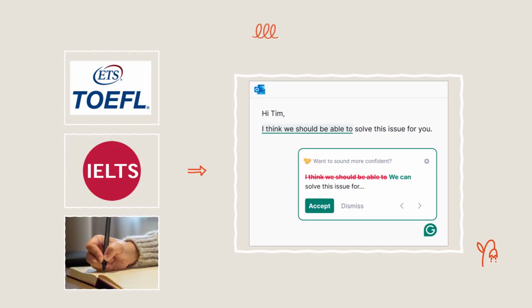Have you ever prepared for English writing tests like TOEFL or IELTS and thought to yourself, I think I did pretty well, but why is my score still low? Or are you still only focusing on fixing grammar mistakes? Or maybe you are an English teacher struggling to give consistent feedback on students' writing?